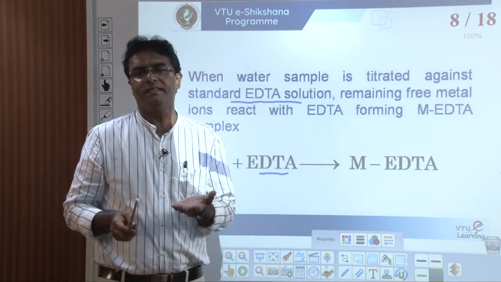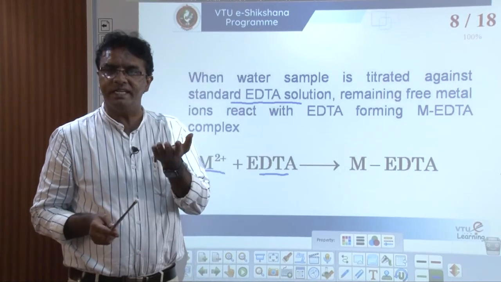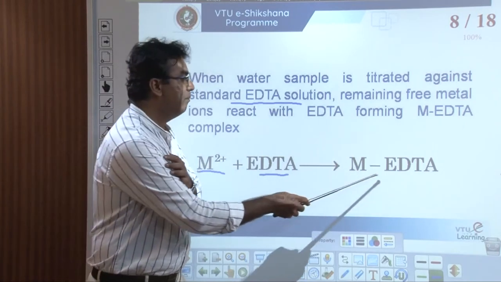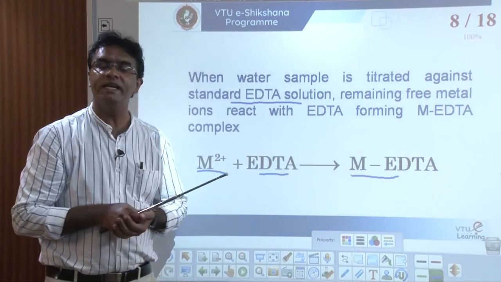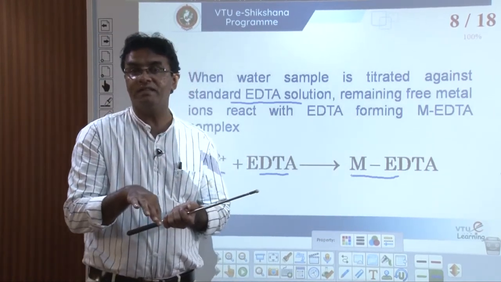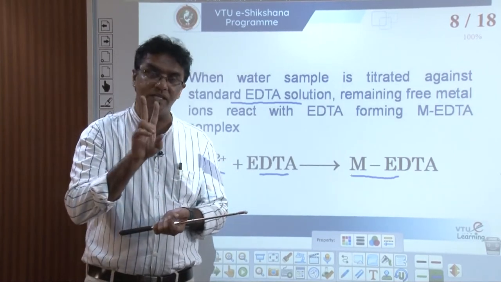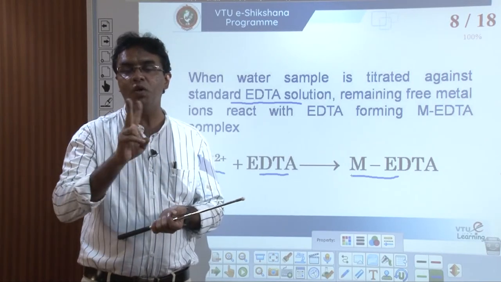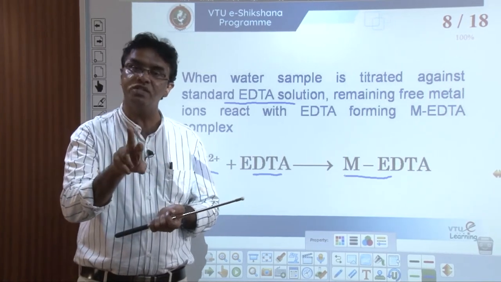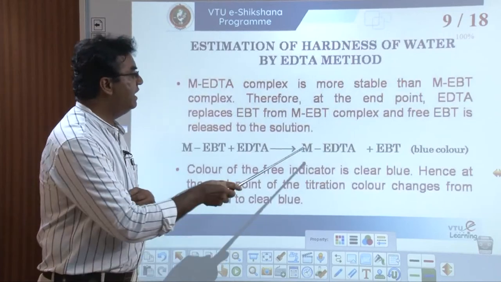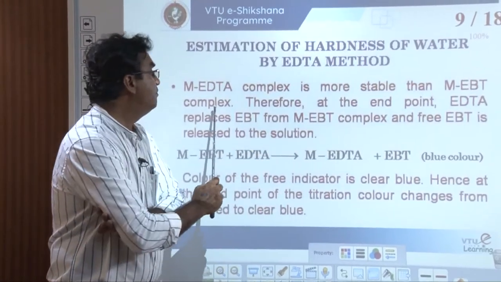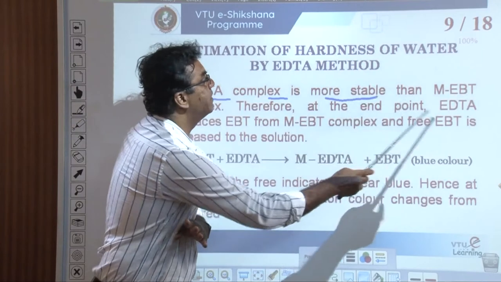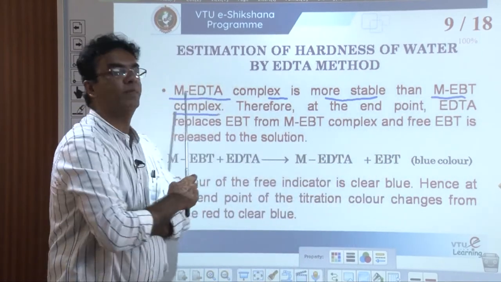Therefore, when you titrate the reaction mixture against EDTA, EDTA reacts with free metal ions, which are plenty in number, forming metal EDTA complex. Therefore, in the conical flask, in the reaction mixture, there are now two complexes, right? One is the metal EBT complex, another one is the metal EDTA complex. Out of these two complexes, the metal EDTA complex is more stable than the metal indicator complex.